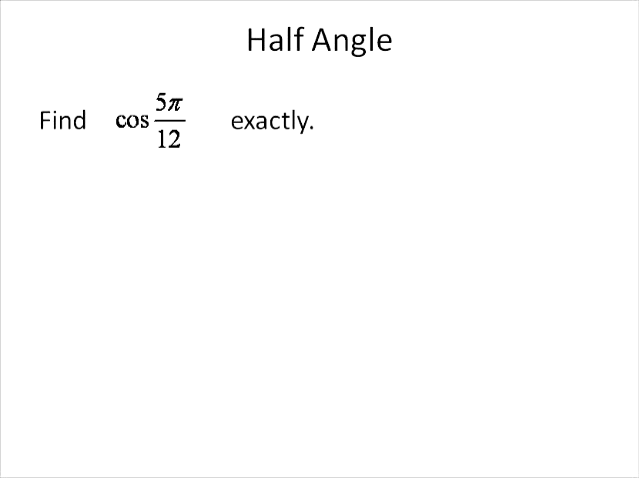In this example, I would like to find the cosine of 5 pi over 12 exactly. Since it says exactly, I don't want to use my calculator and get a decimal. I want to find it with the square roots and all that stuff in it. So here's my trick. I look on the unit circle and 5 pi over 12 isn't there.